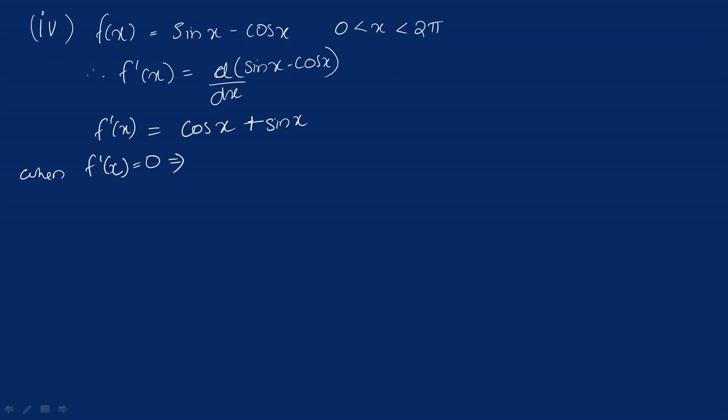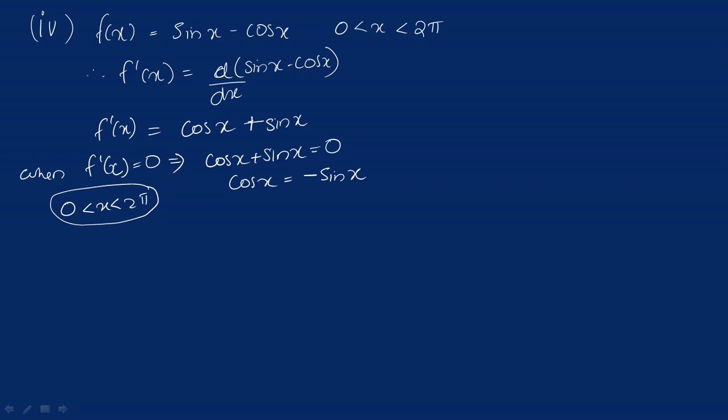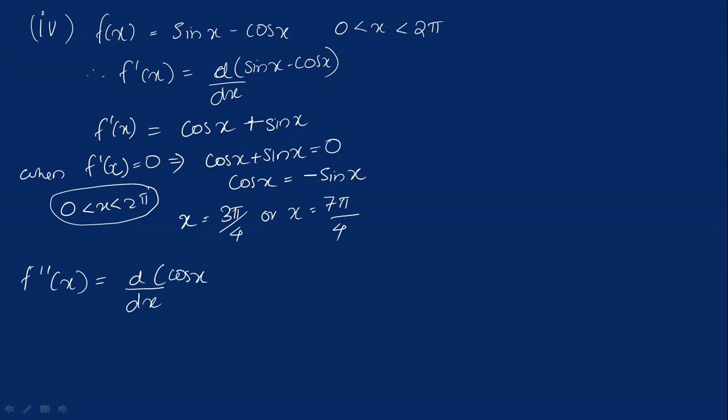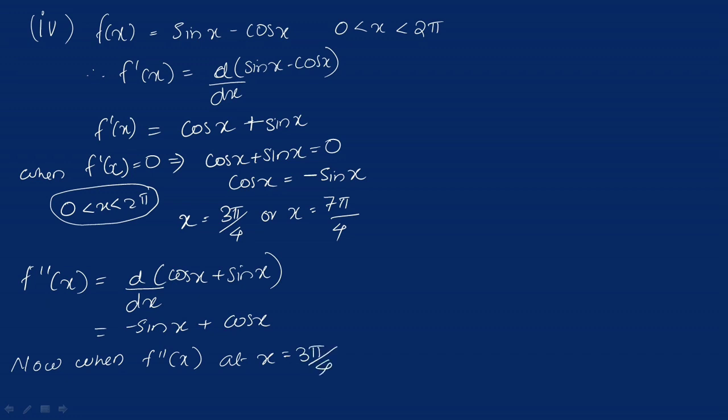Now when f dash of x is equal to 0, that is cos x plus sin x is equal to 0, so cos x is equal to minus sin x. In between 0 less than x less than 2 pi, we have two values of x that satisfy the condition cos x equal to minus sin x. That is, x can be either 3 pi by 4 or 7 pi by 4. So we have f double dash of x, that is d by dx of cos x plus sin x, that is minus sin x plus cos x.